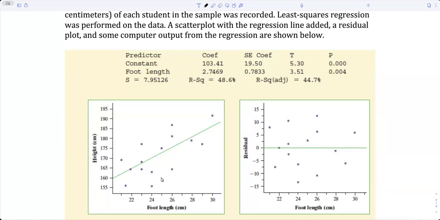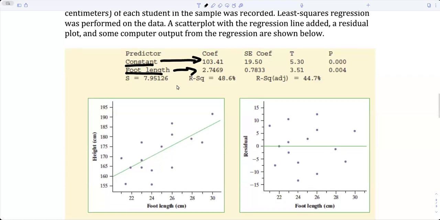Okay, they also give me a residual plot. And so when I look at the residual plot, is a linear model appropriate? Probably so. How do we tell? No real obvious pattern in the residual plot. And then they give me some output here. The predictors, I've got the constant and the foot length. The coefficient of the constant will give me the y-intercept, and the coefficient of the foot length will give me the slope.